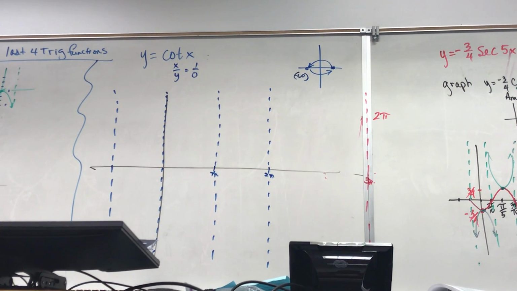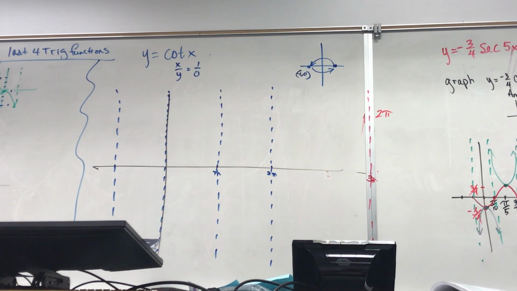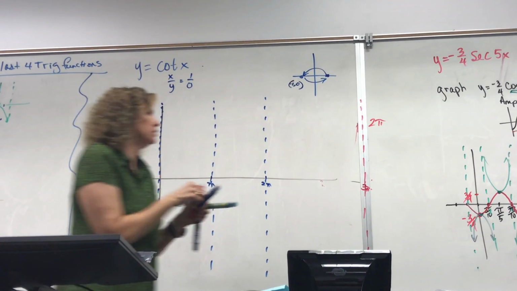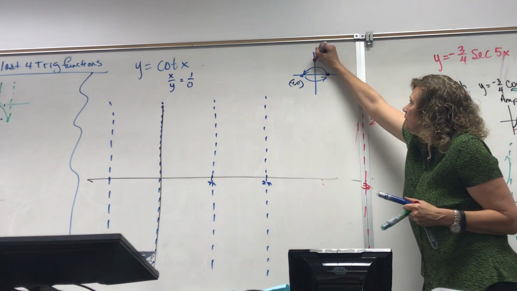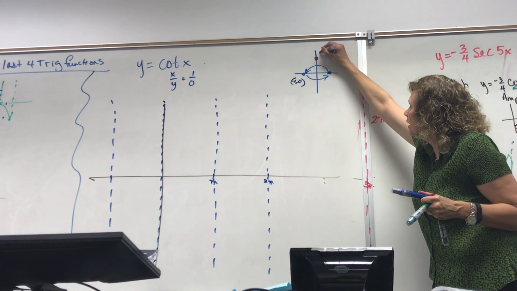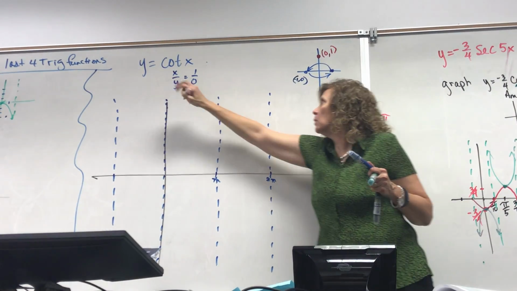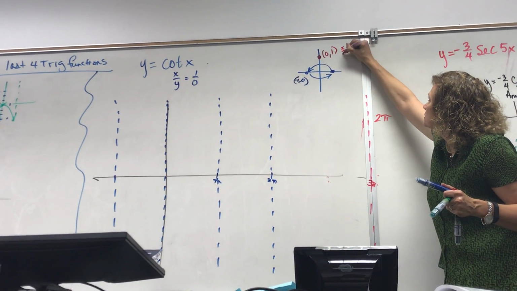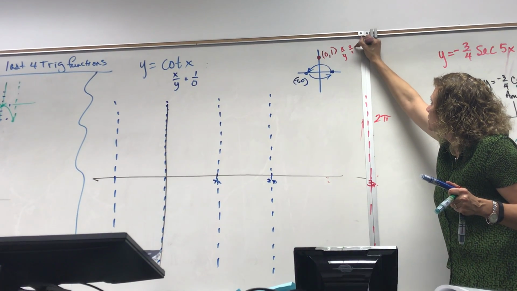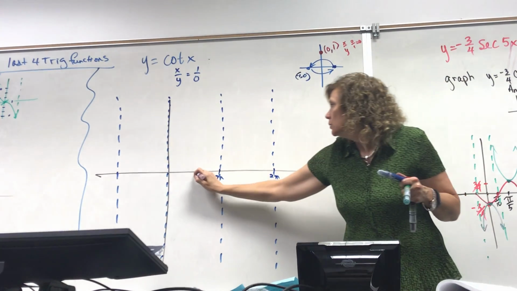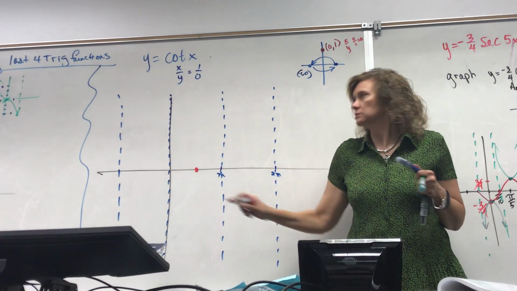Similar to tangent, halfway between those asymptotes, we're going to cross the axis, because now here, at the halfway point angle, this is the coordinate 0, 1, and now if I say x over y, I've got 0 over 1, which is 0. So at pi over 2, we cross the axis.